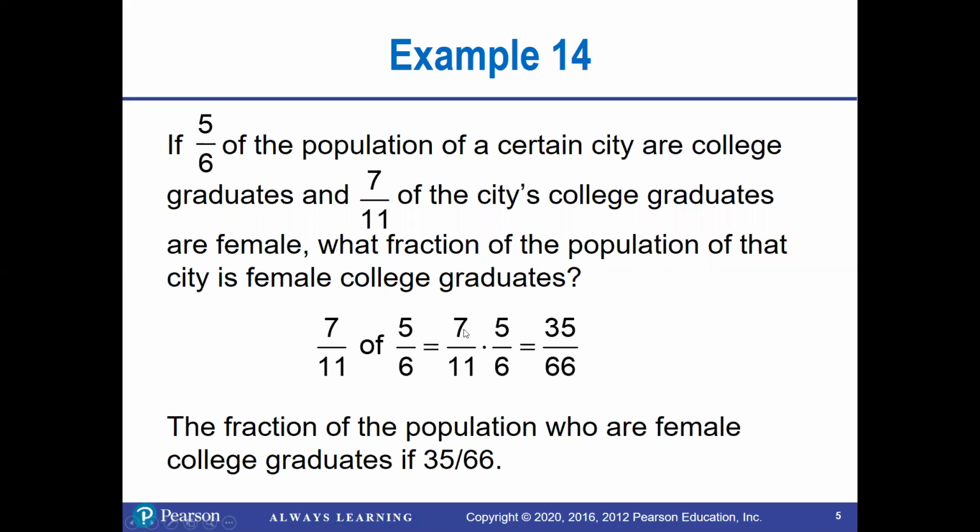So here we have an example. If 5/6 of the population of a certain city are college graduates and 7/11 of the city's college graduates are female, what fraction of the population is female? So basically we're taking 7/11 of the 5/6 that are college graduates. We multiply 7/11 times 5/6, and if you multiply the top and multiply the bottom, you get 35 over 66. If that's reducible, in other words, if you can factor out a common factor, you would do so. This does not reduce.